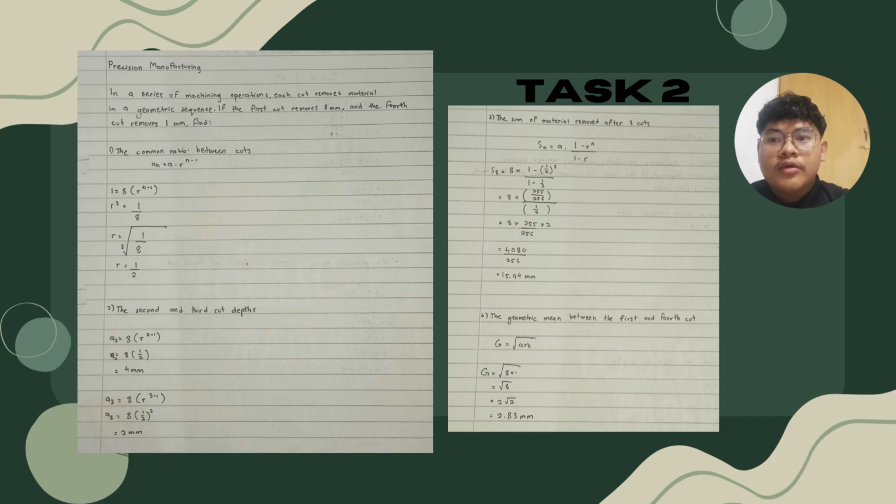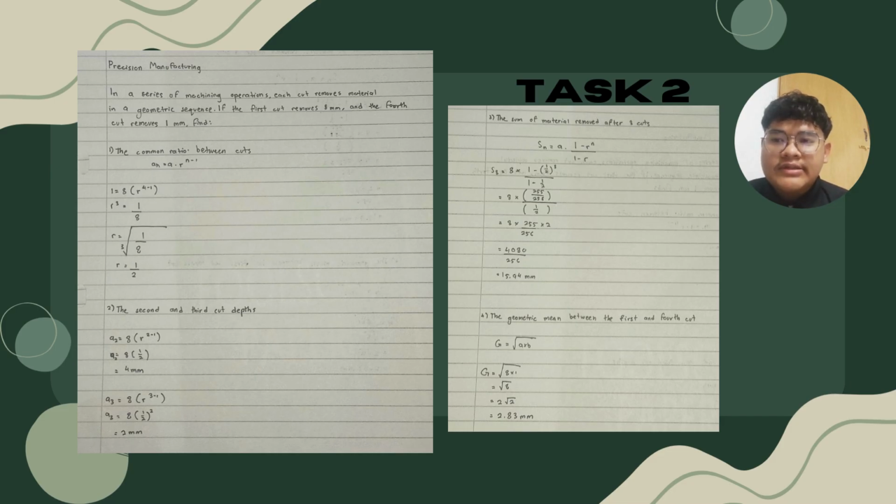Now, I will present our solution for task 2, precision manufacturing. In this task, we analyze how material is removed during a machining process following a geometric sequence. Let's dive into our problem. The problem states the first cut removes 8 mm of material. The fourth cut removes 1 mm. Our objectives are to find the common ratio, calculate the depths of the second and third cuts, determine the total material removed after 8 cuts, and find the geometric mean between the first and the fourth cut.